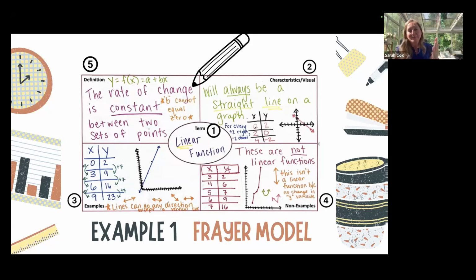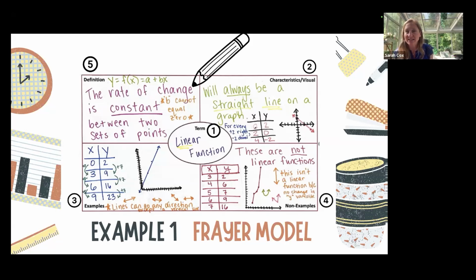The numbers that you see here go along with the order in which we recommend you actually have students complete these Frayer models. So the first thing they're going to do is write their term in the middle there. The term that we have here in this example is linear function. That's the very first thing that we're going to do. The second thing we're going to do is complete the box about the characteristics and the visuals of what that term is.